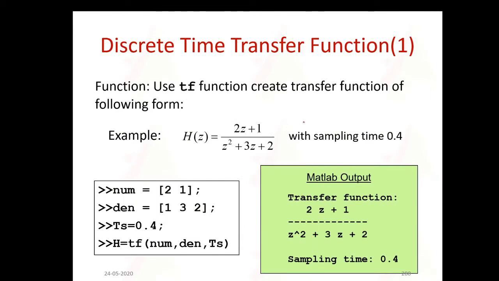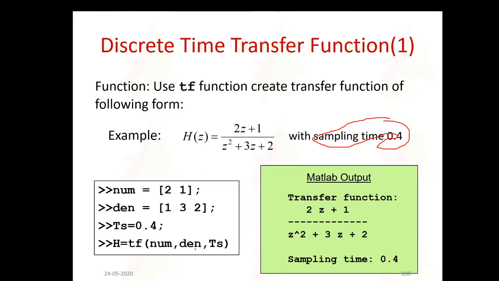We are having the discrete time models, and I'm not going to skip it. Previously, the continuous models were in terms of s. If you are going to study discrete control systems, all the transfer functions are in terms of z. So we use the TF function to create the transfer function of the following form: H of z equal to 2z plus 1 over z square plus 3z plus 2. If it is a discrete time transfer function, surely you need the sampling time. It must be indicated in the input itself. It is num, den, then Ts equal to 0.5.